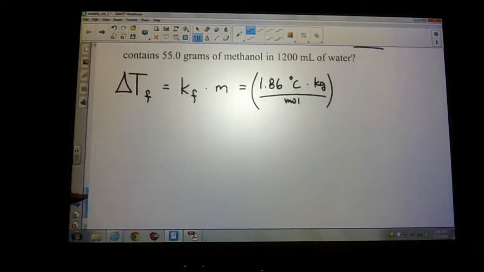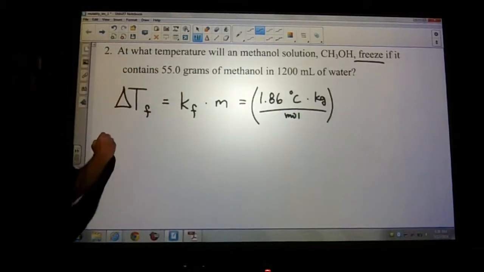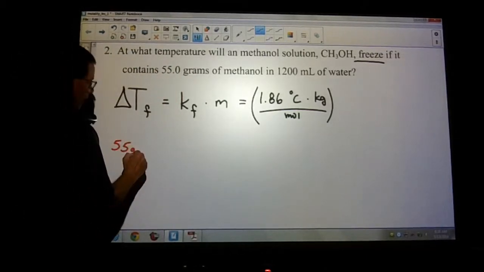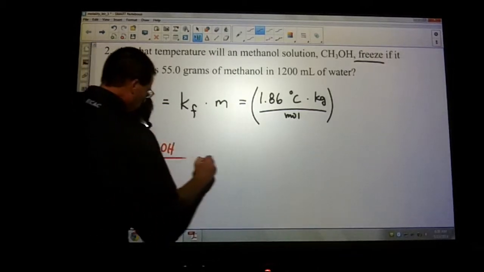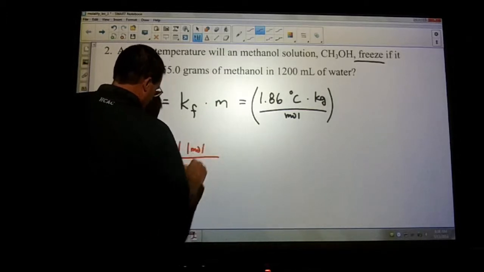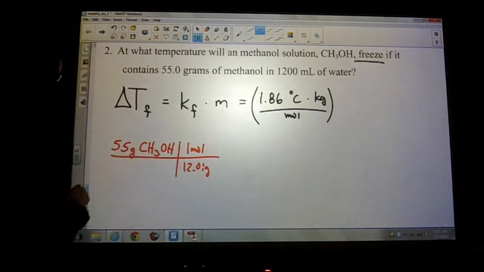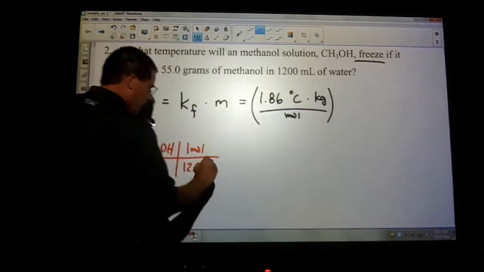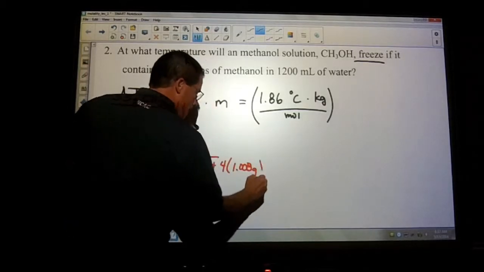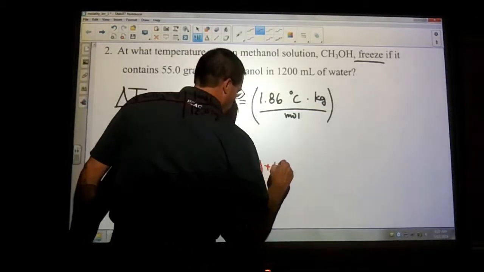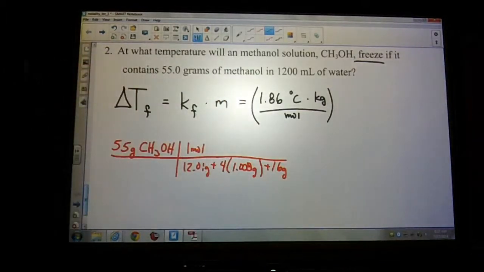So how do we find out the molality? Very good. Change the grams of CH3OH into moles. So we have 1 carbon. We have how many hydrogens? 2. 4. Very good. Total. And we have 1 oxygen. Everybody see that? How I got those 4 hydrogens there?